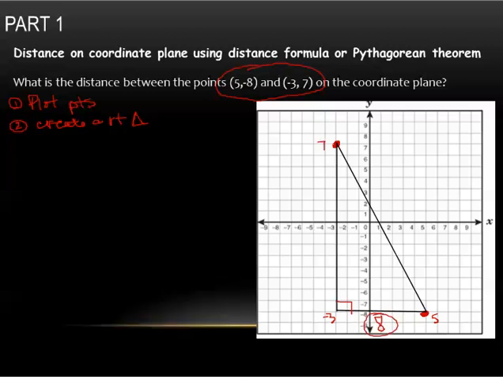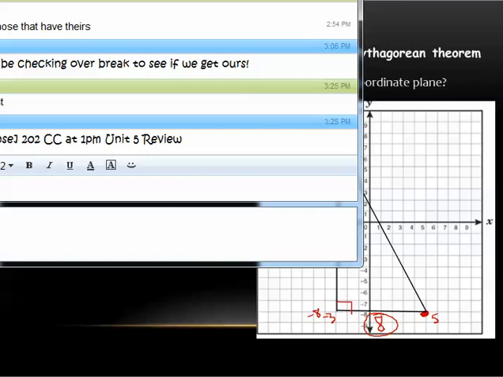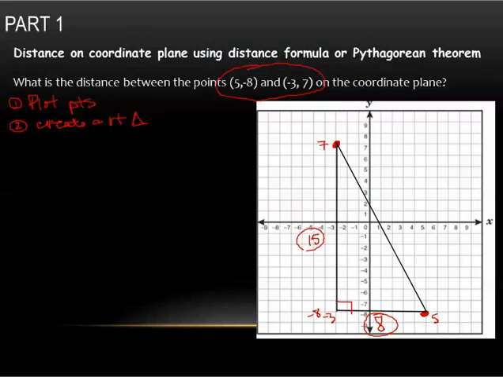Up here, I know this is 7. I'm looking at my y values, and I know this is -8. 7 plus 8 is 15. So that's how long that vertical leg is.